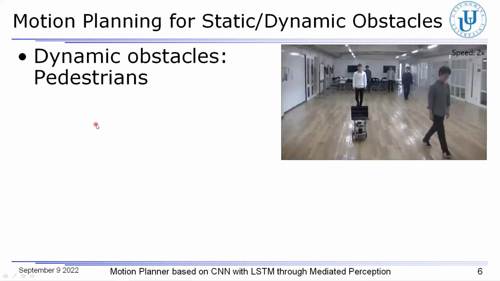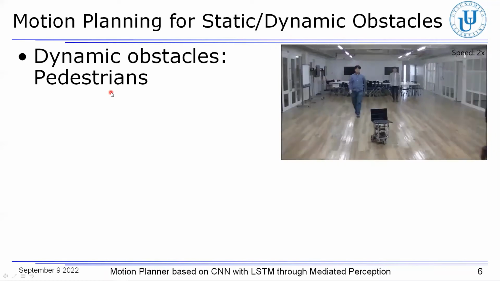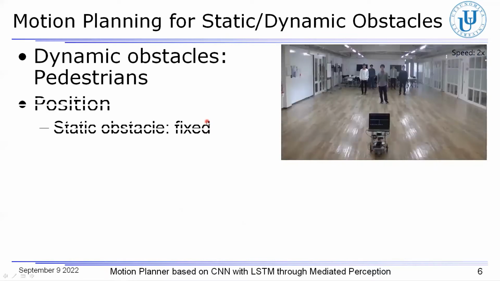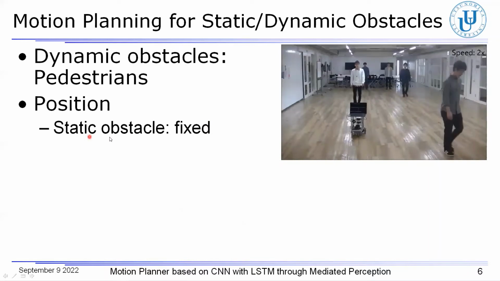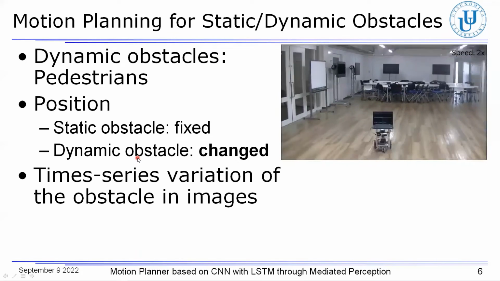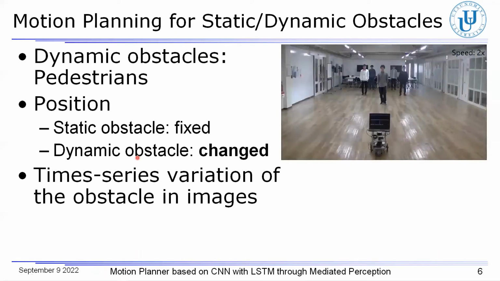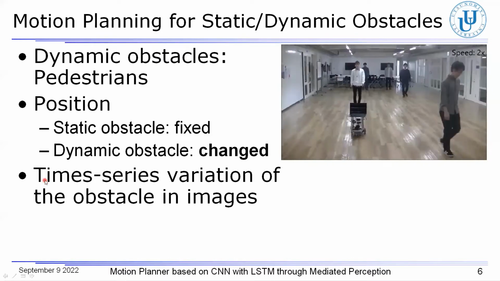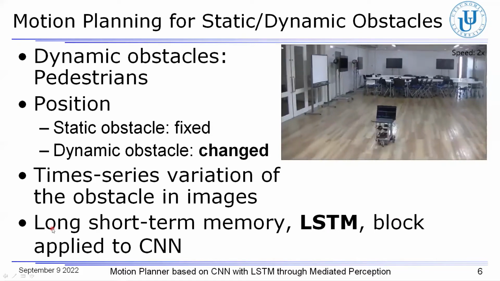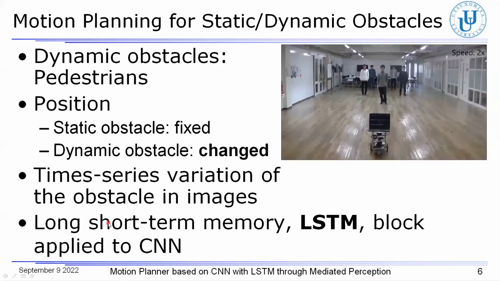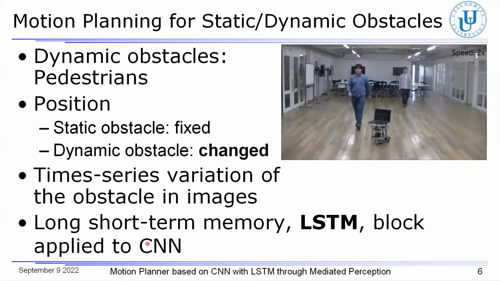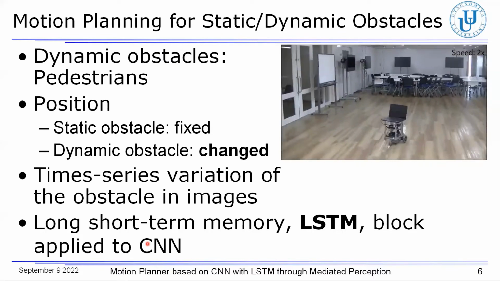In this presentation, dynamic obstacles such as pedestrians are targeted in addition to static obstacles, as shown in this movie. While the position of a static obstacle is fixed, a dynamic obstacle changes its position with time. So, it is important for the robot to plan the avoidance motions in consideration of the time series variation of the obstacles in the images. For this motion planning challenge, a long short-term memory (LSTM) block is applied to the CNN. The policy of the motion planner represented by CNN with LSTM is also trained through imitation learning.